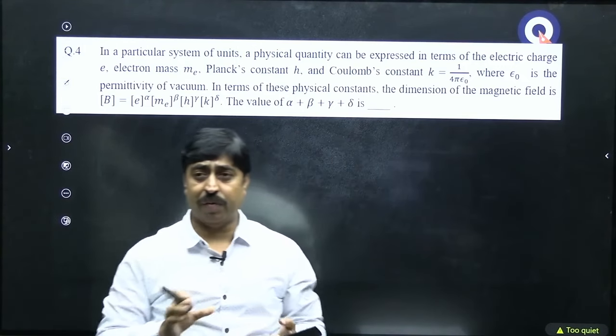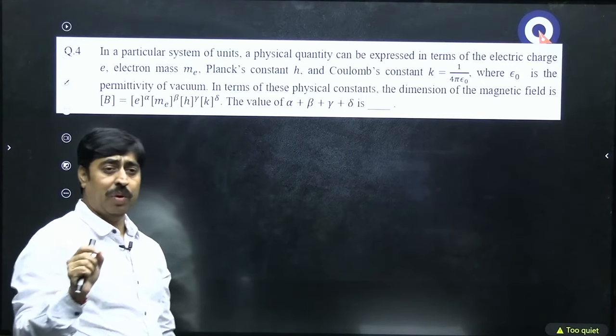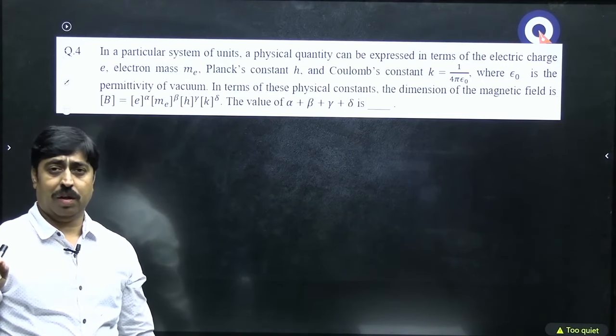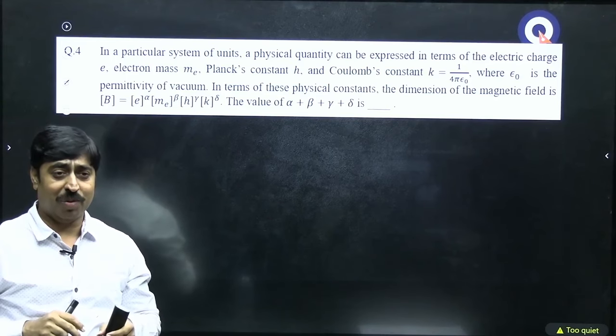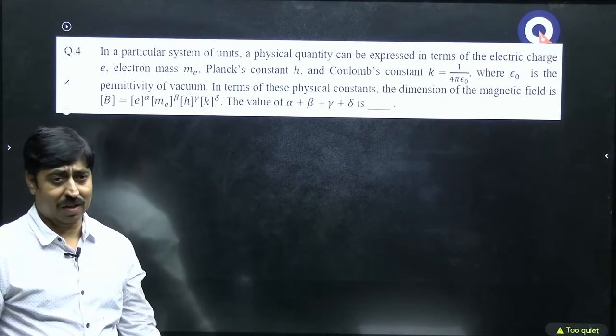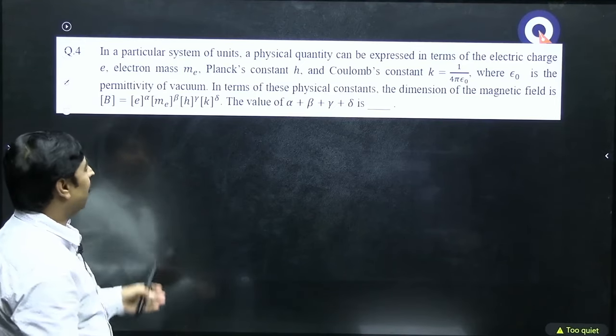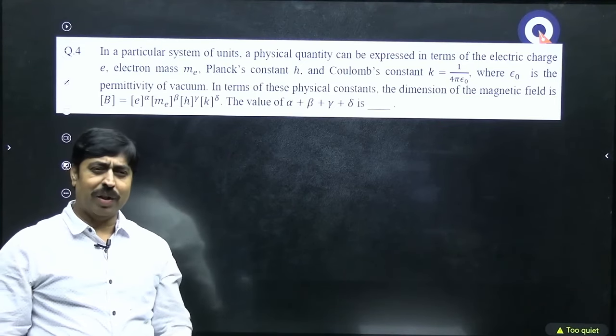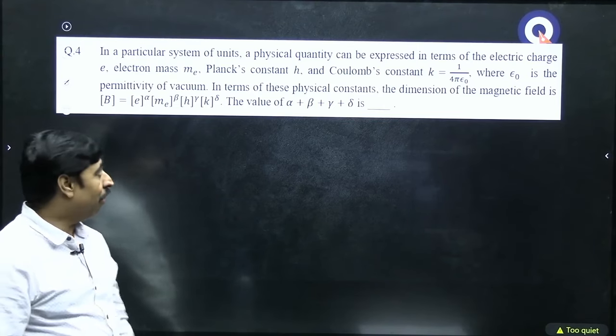Well, this is a pretty straightforward question, but you have to do it while being really attentive, so that you don't commit any silly mistake in solving this particular question. So, what are the physical quantities involved? Let us write down the dimensional formula for all of them.